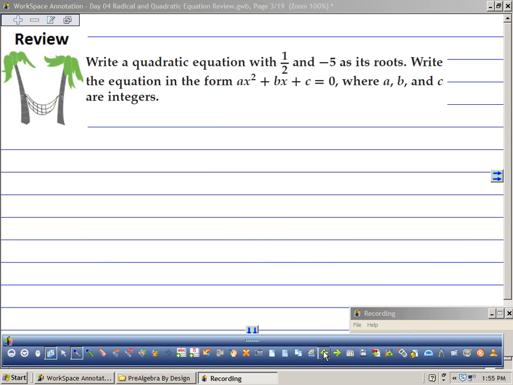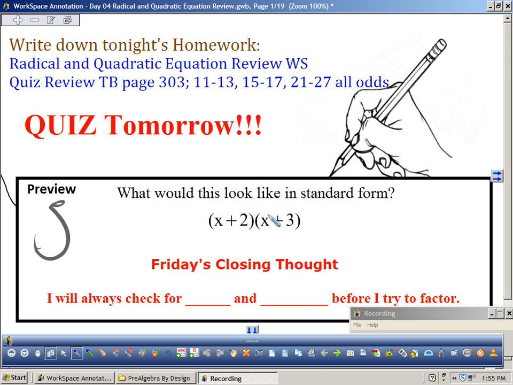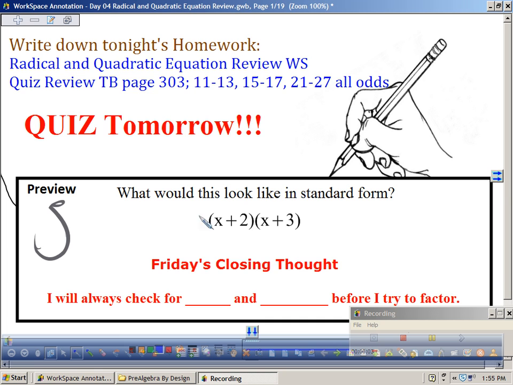Actually, let's go back. We did not actually look at this. What would this look like in standard form? x squared plus 3x plus 2x plus 6, right? Equals x squared plus 5x plus 6.